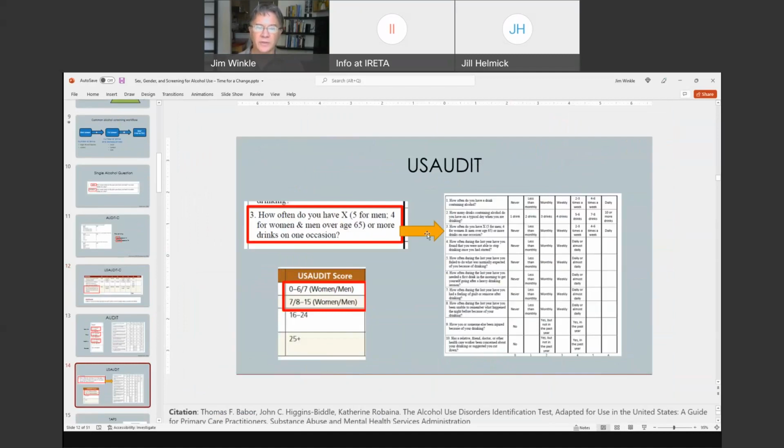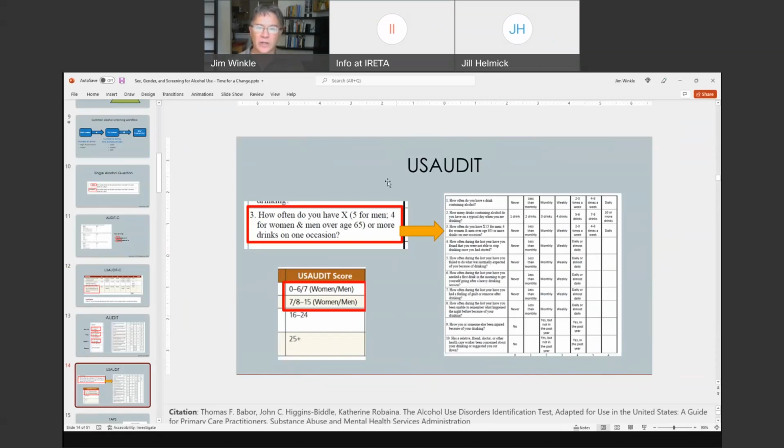Yeah, you're right. The US audit is an adapted version of the main audit that specifies question number three just for a US audience because it uses our US low risk drinking guidelines in that question. But the problem is, of course, it uses men and women categories, just like our low risk limits guidelines dictate. And the scoring guide also just uses women and men categories.